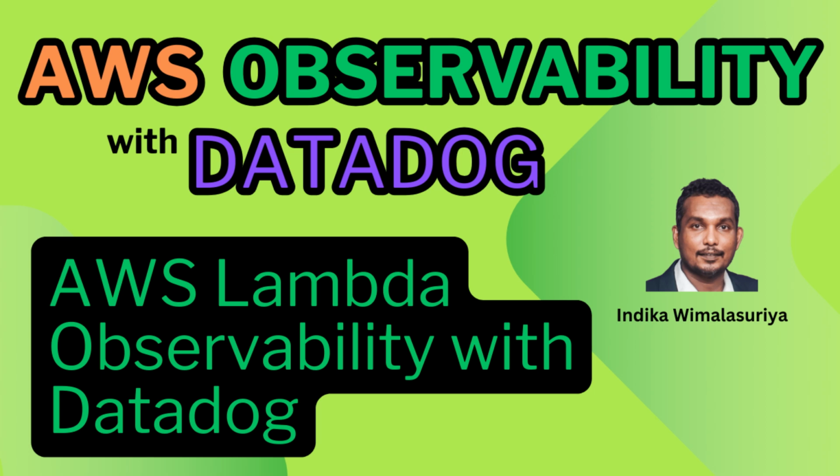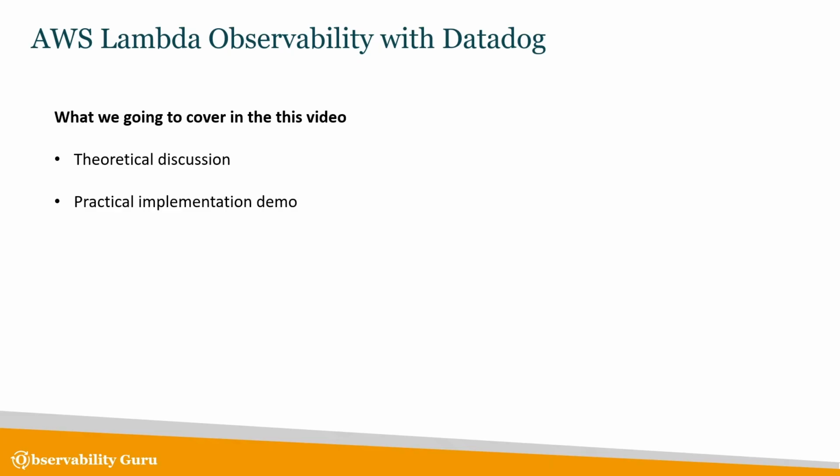Hi everyone. Today we will look at how we can observe AWS Lambda functions with Datadog. As part of this video, we will have a quick discussion related to AWS Lambda, what are the key metrics and things which we should observe, and then we'll follow it up with the practical implementation.